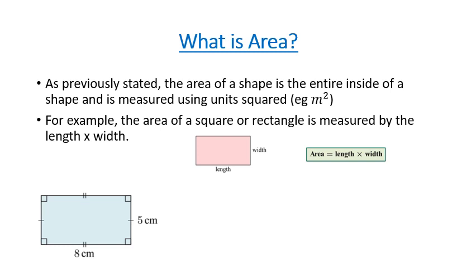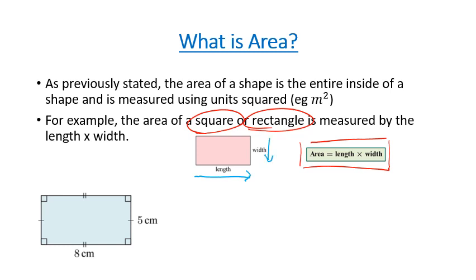For example, if we're looking at the area of a square or a rectangle, they use the formula area equals length times width. Now obviously the length is the longest side, as we can see here, and the width is the other side, which is perpendicular. Perpendicular meaning they meet at right angles. So the width is perpendicular to the length, and the length is the longest side. So let's have a look at an example.